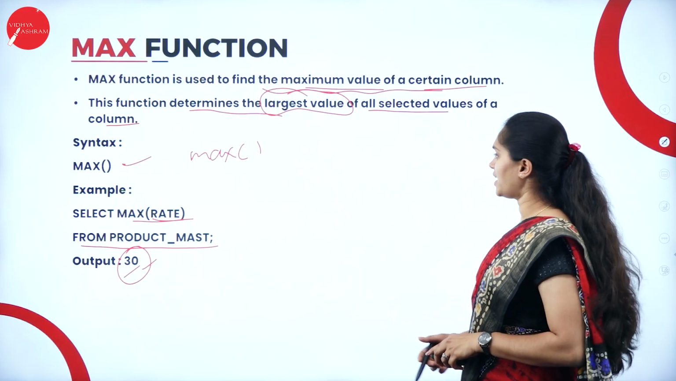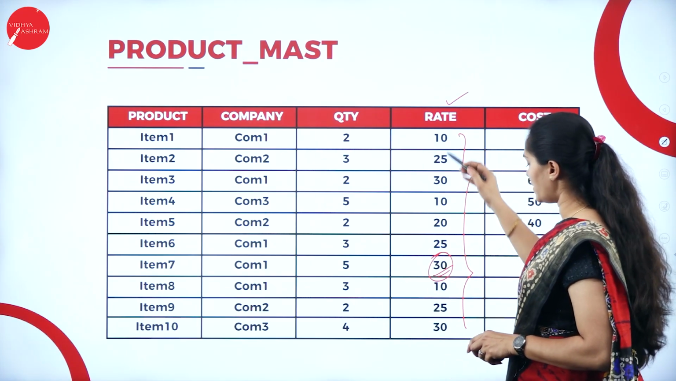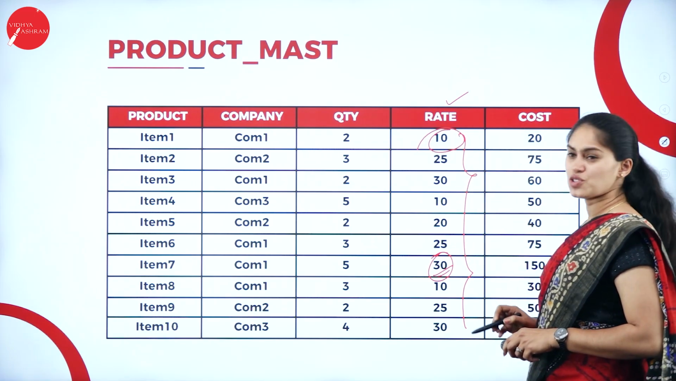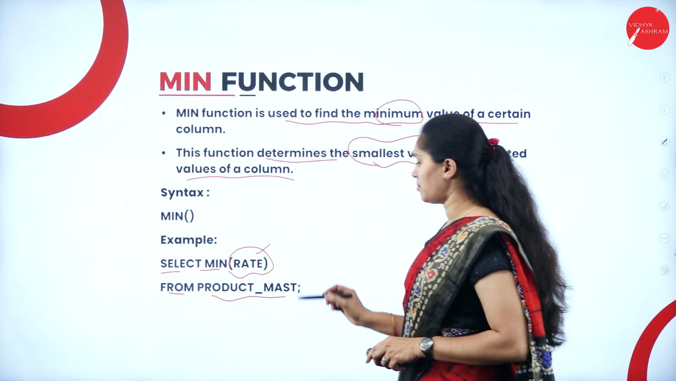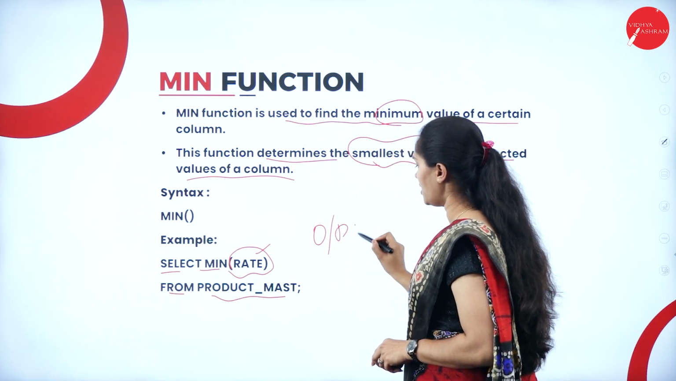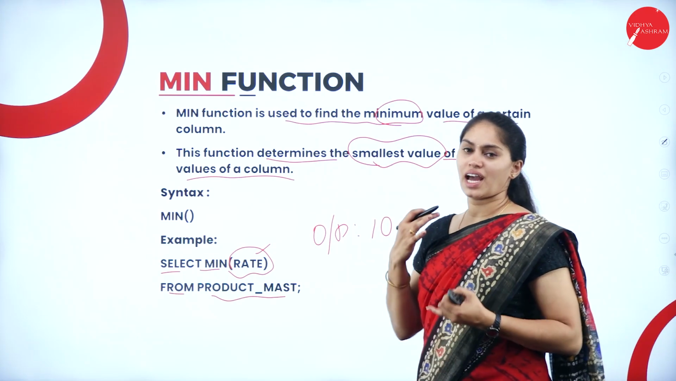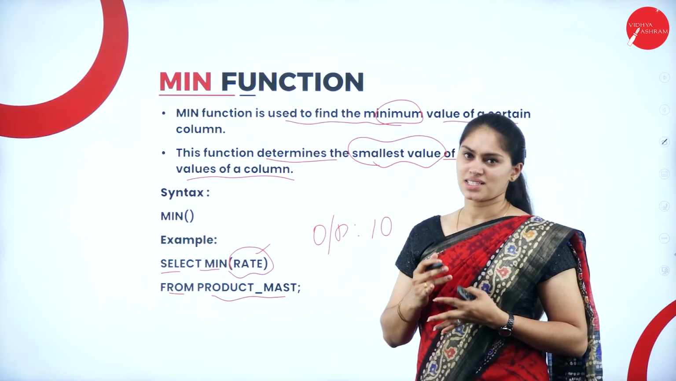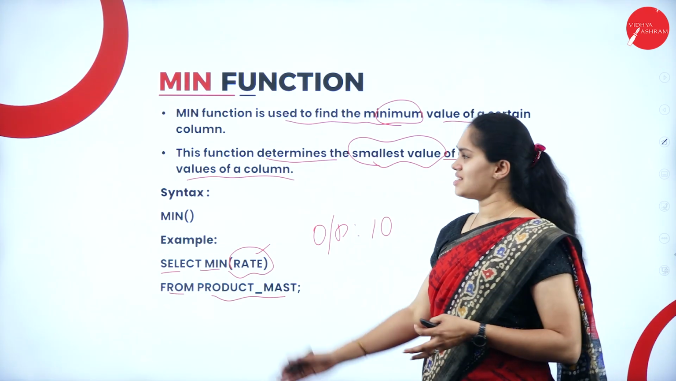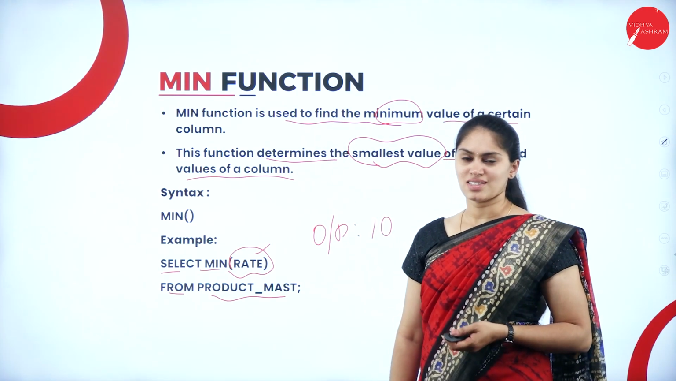So what is the minimum rate that we can take as an output? Let me go back to the table so that you can understand. Which is the minimum value here? 10. So the output for this minimum will be 10. Right? This is regarding aggregate functions. We have count, sum, minimum, maximum as well as average. This is all regarding aggregate functions in SQL.